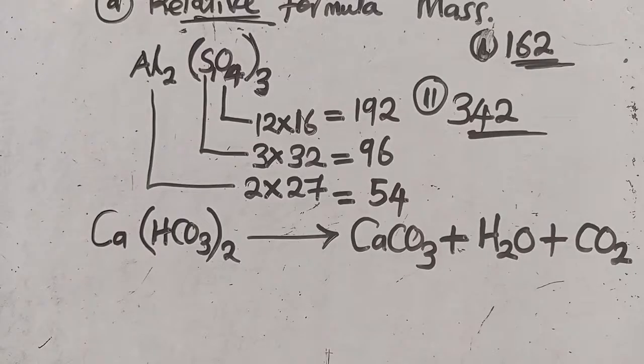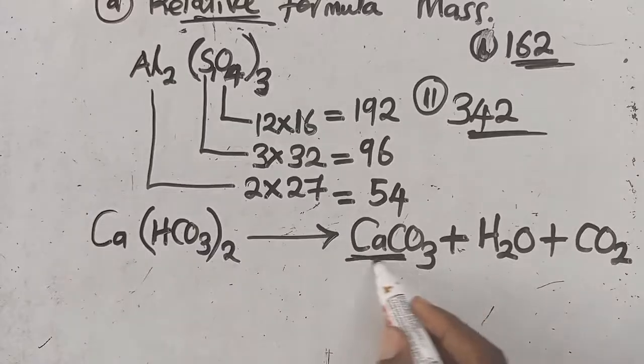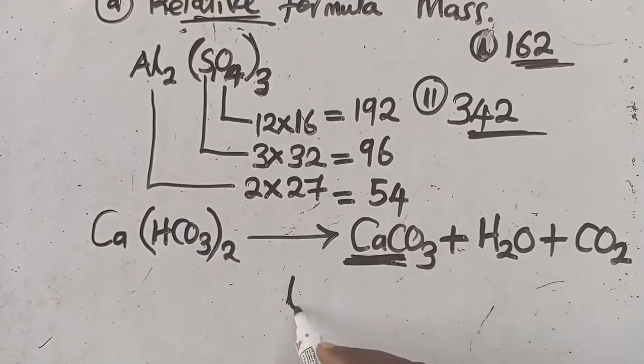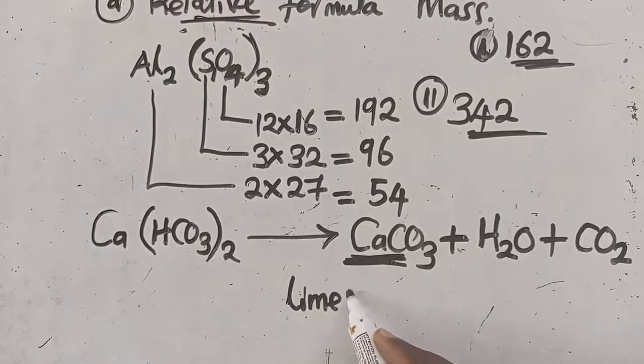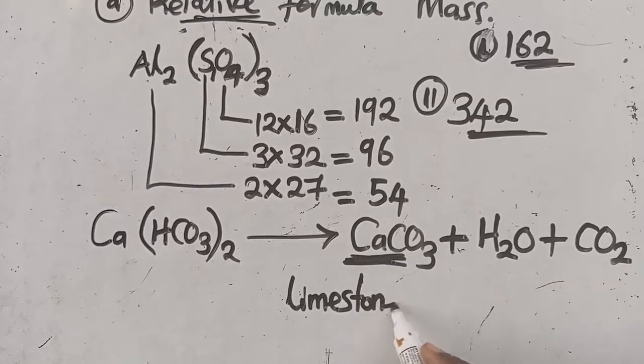The question is specifically telling you to name the solid. Give a name. What is the name? So the name of this solid is limestone. Have you seen? Name the white solid formed. That is limestone. This is calcium carbonate, which is limestone. So this is the name.